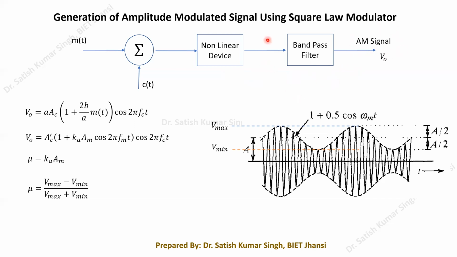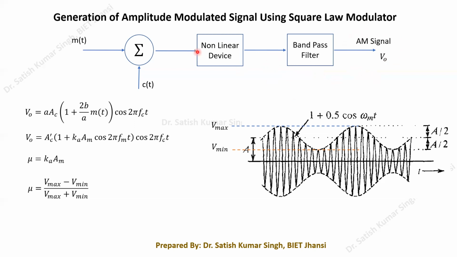Remember that at this point the output will not be an AM signal. It will consist of a large number of harmonics, and other frequency components will also be present. But once it is passed through the band pass filter, all other unwanted frequency terms will be filtered out, and only the desired frequency component will pass through, and that signal will become your AM signal. So we have to remember that. Okay, so let's see how to implement this circuit.